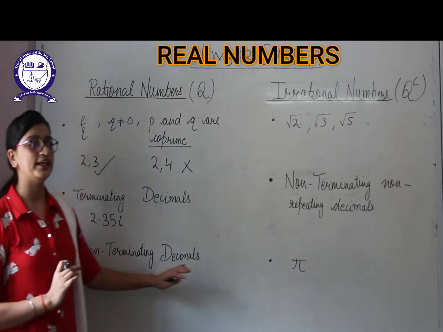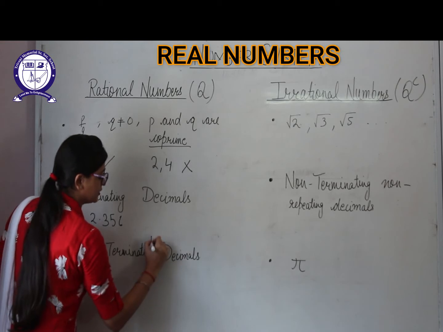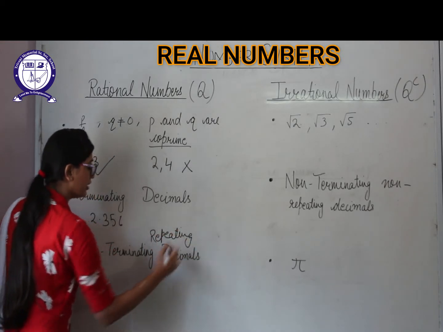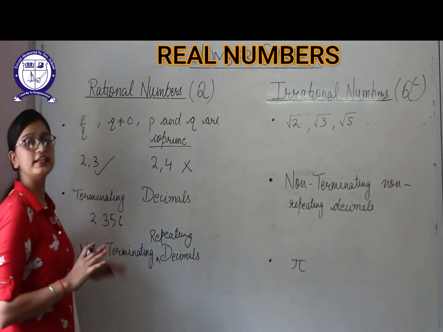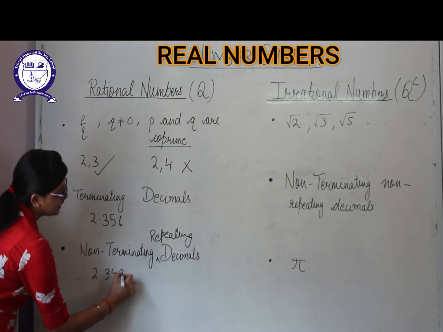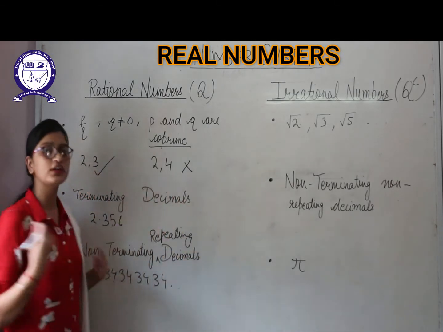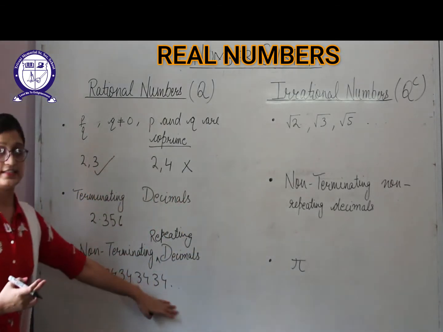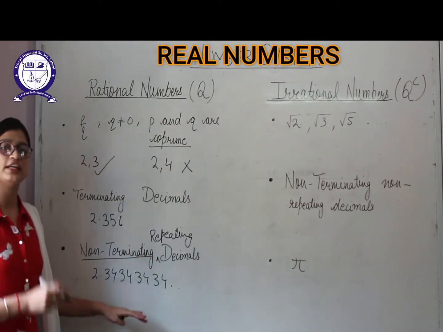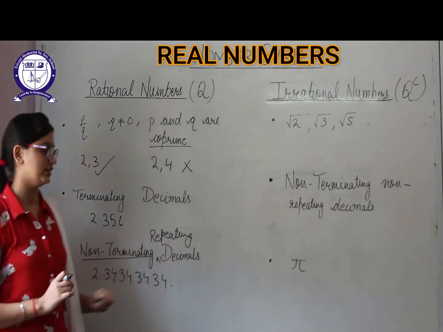Third is non-terminating repeating decimals. What does repeating mean? It means that after some point the number is repeating itself. That is 2.34, 34, 34, 34 and it goes on continuously. It never ends, it never stops. That's why it's non-terminating. And 34, 34, 34 is repeating itself. That's why it is a repeating decimal.